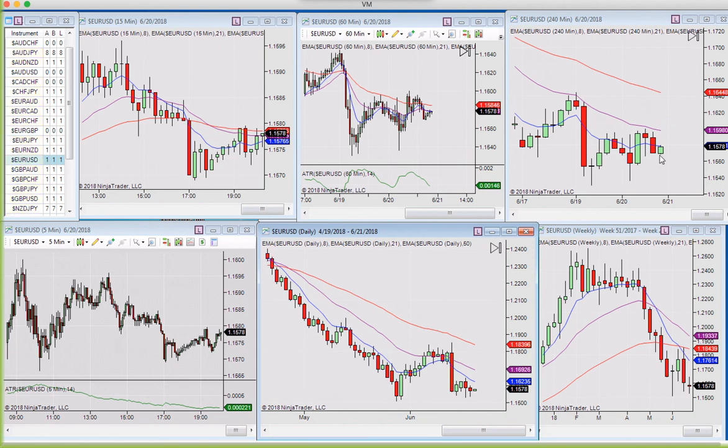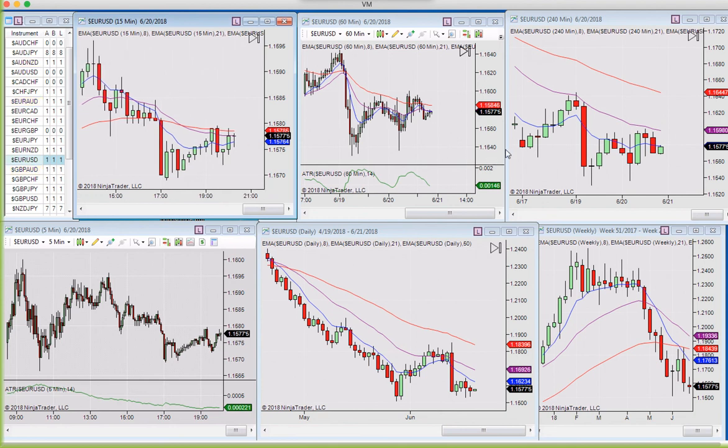So would I take this yet? This is some way short of the 70% odds that we really need to be a high probability setup. So I'd be looking at other things right now.